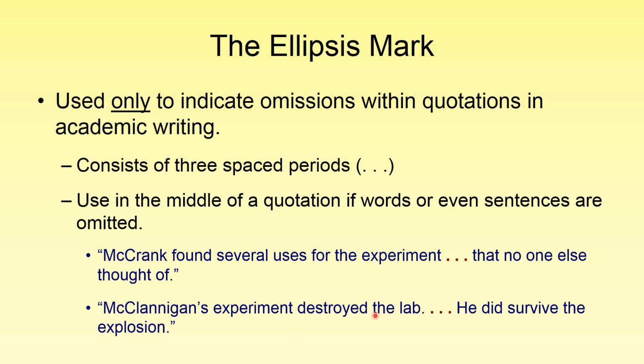McLanigan's experiment destroyed the lab. He did survive the explosion. Okay, here we have 4 dots, if you notice. That means that we left things out in between these 2 sentences. So there are several sentences in between these, maybe only one or several, that probably talked about the lab and how it was destroyed, maybe what was destroyed, how much money it cost, things like that. But what's important to us is that he survived this explosion. So if you want to see the rest of that information, you can go back to the original document and have a look.